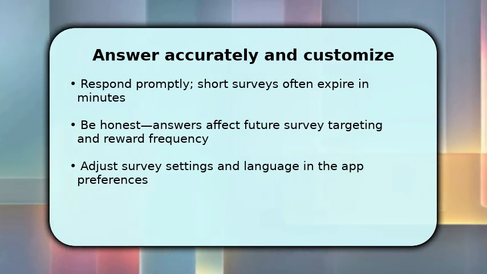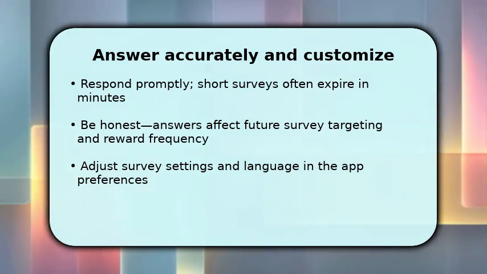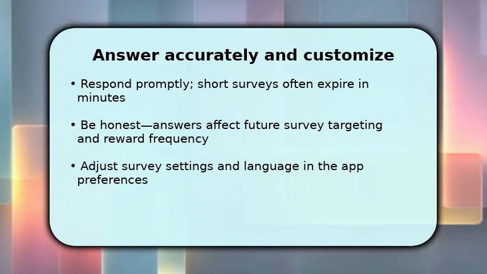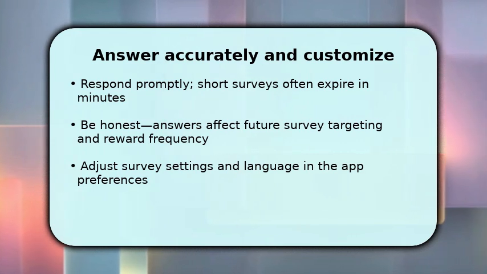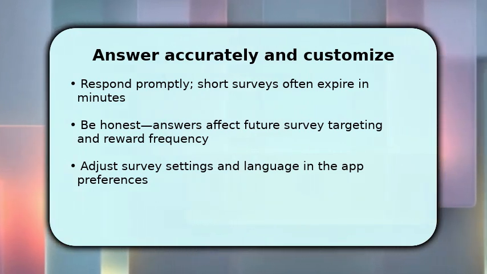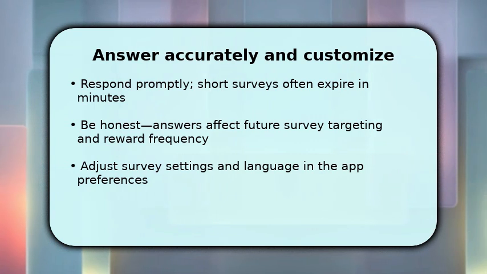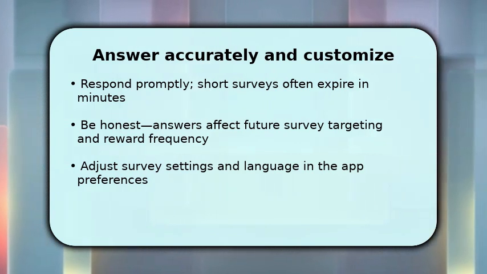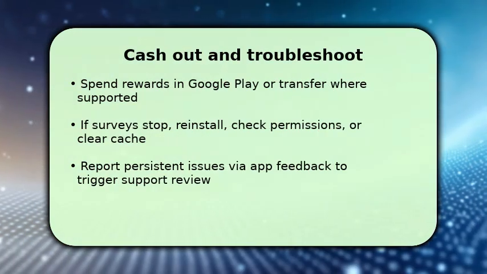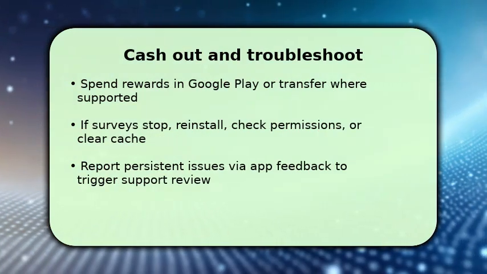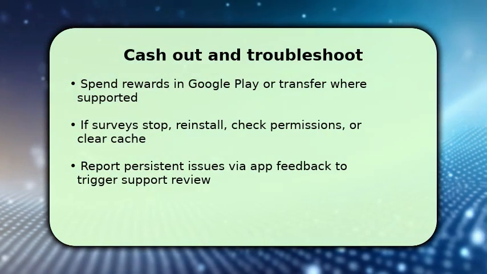Make sure to review app settings, choose preferred languages, opt into swipe notifications, and allow background location if you want local surveys. These choices change the type and timing of surveys you receive, so tweak them until the incoming surveys align with your routine and interests. To finish, redeem your balance in Google Play or transfer where available. You'll see earned amounts credited automatically.